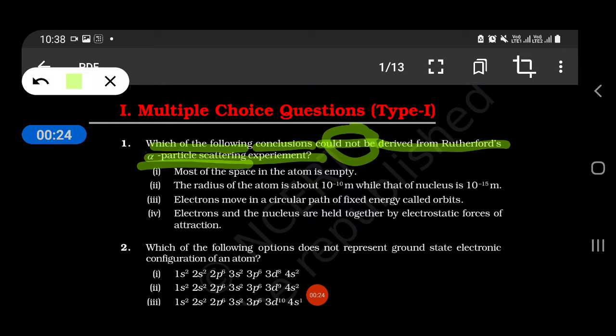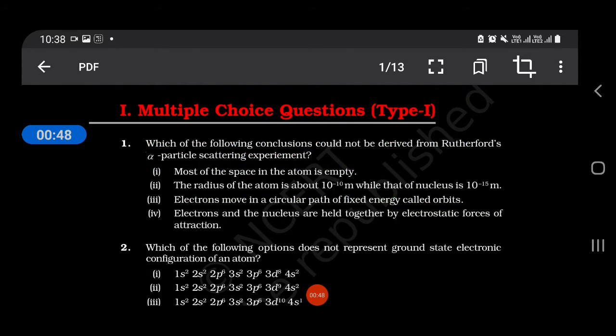Most of the space in the atom is empty. The radius of the atom is about 10 to the power minus 10 meter, while that of nucleus is 10 to the power minus 15 meter. Electrons move in a circular path of fixed energy called orbits. Electrons and a nucleus are held together by electrostatic force of attraction. So our answer goes to 3. It is not correct according to Rutherford.